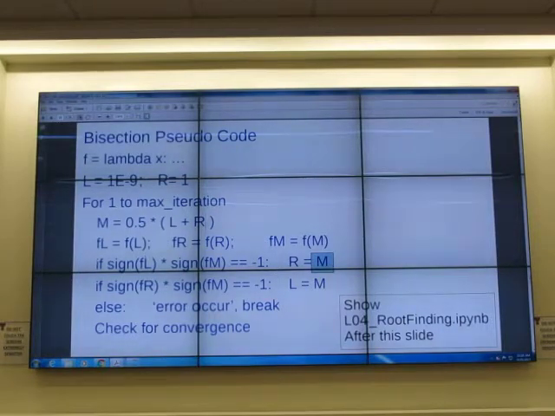L is left, M is the middle, R is right. So if the answer is between left and the middle, we move the point on the right, point R, to the middle. This means we shrink the domain. If the opposite happens, we move L to M. And then we finish whenever we converge.